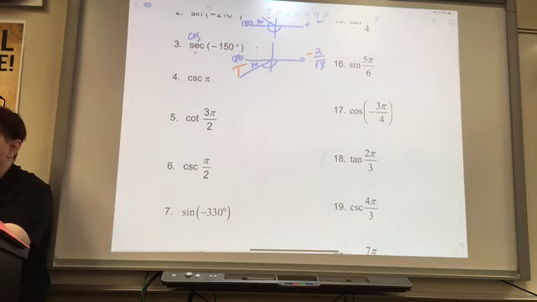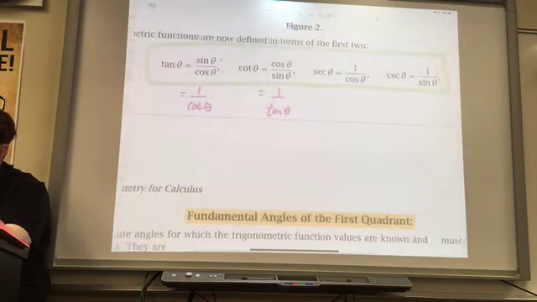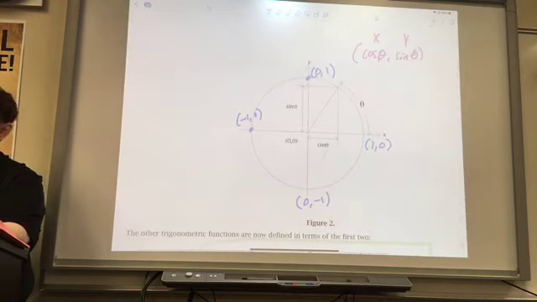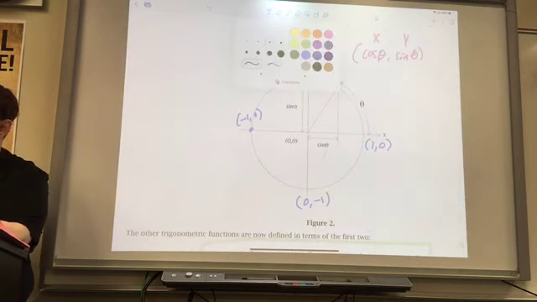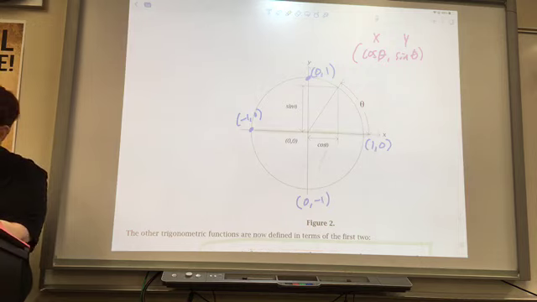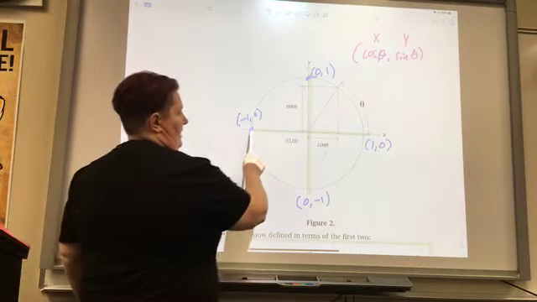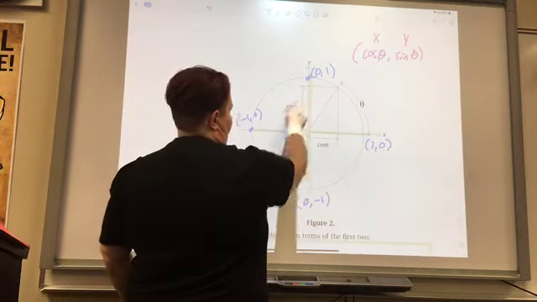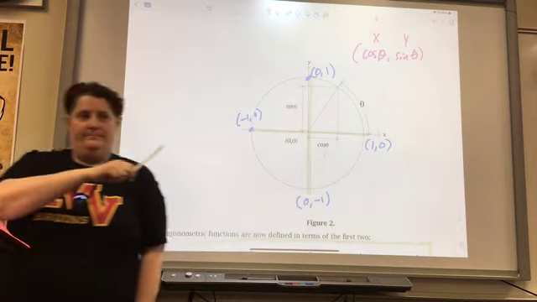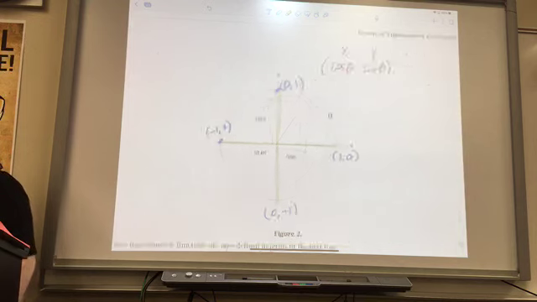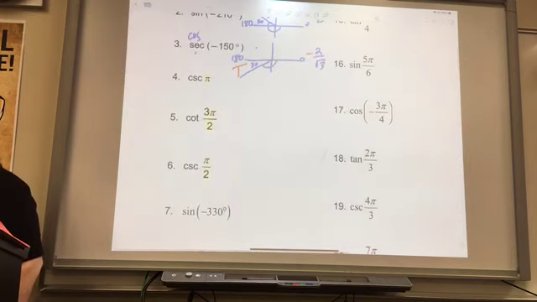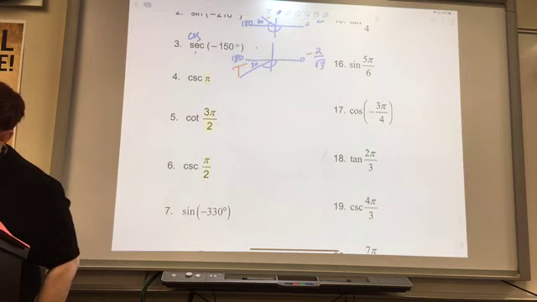Whenever you're doing pi over 2, 3 pi over 2, 0, on the axis, we do it differently, and you use that part of your best friend chart. In degrees, this is 0, 90, 180, 270, 360. In radians, this is 0, pi over 2, pi, 3 pi over 2, 2 pi. We always use the 1s and 0s.